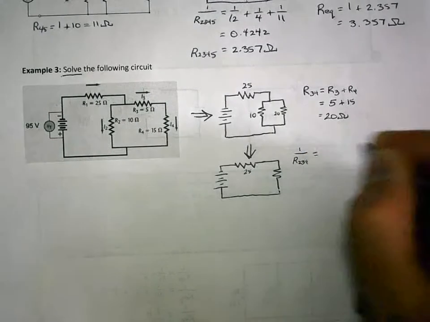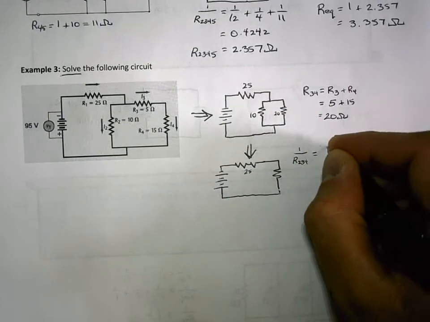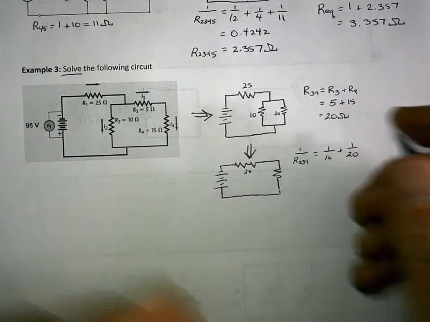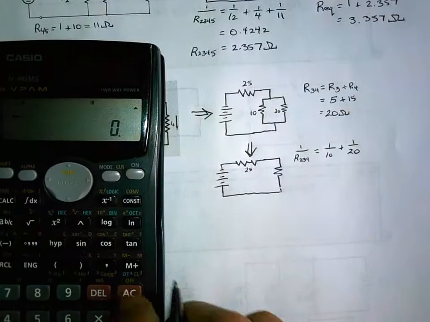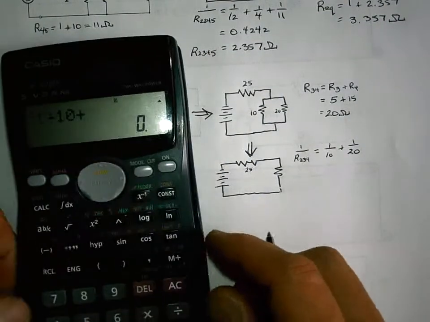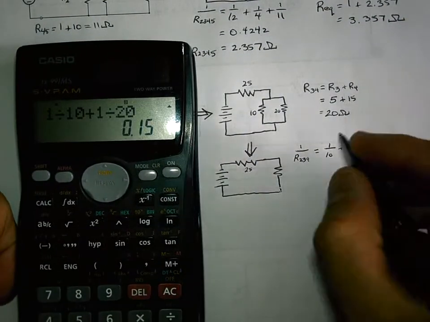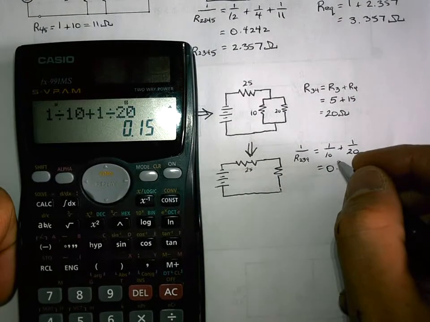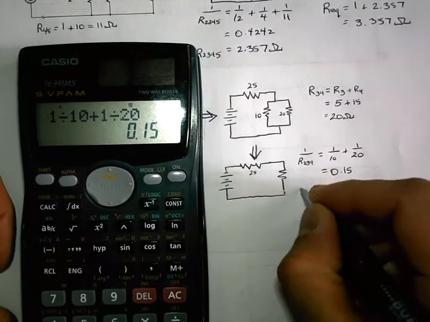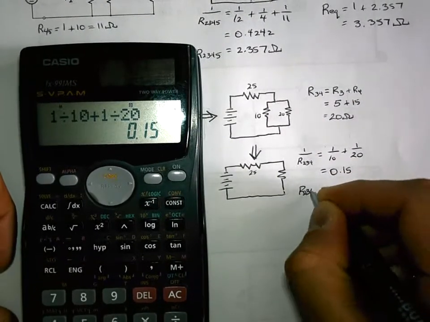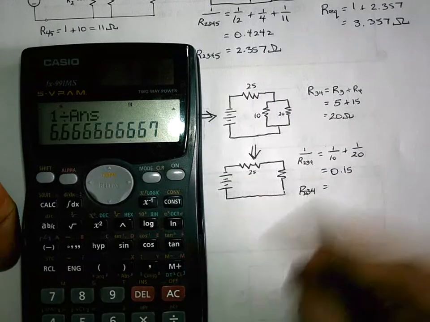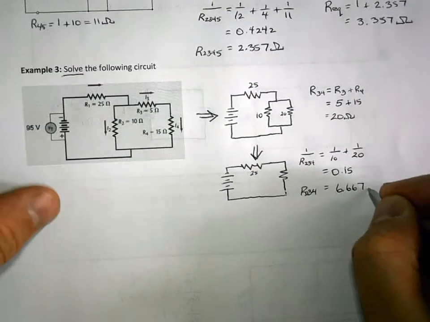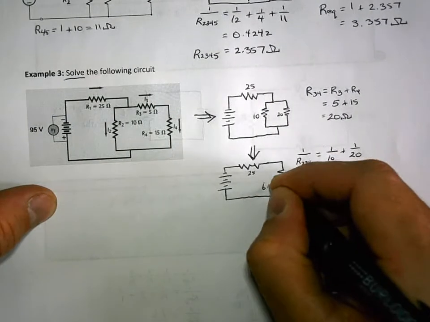So it's 1 over R234 is equal to, what do we have? 1 over 10 plus 1 over 20. 1 divided by 10 plus 1 divided by 20. That gives me 0.15. And then R234 is 1 over that, 1 divided by answer, which is 6.667 ohms. So this is 6.667.